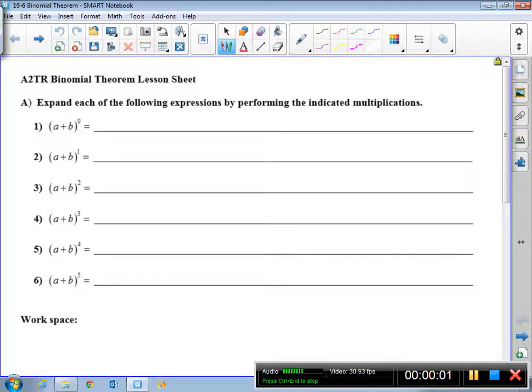So today's lesson is on the binomial theorem. And to learn where this comes from, we're going to do some old school stuff and give you some background information. So the beginning of the lesson, you can see, starts off with: expand each of the following expressions by performing the indicated multiplications. So we're just going to go through these one by one.